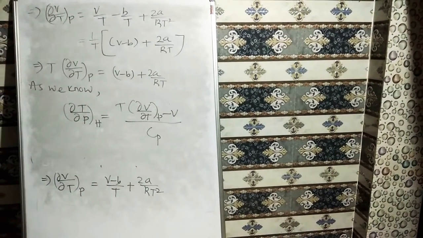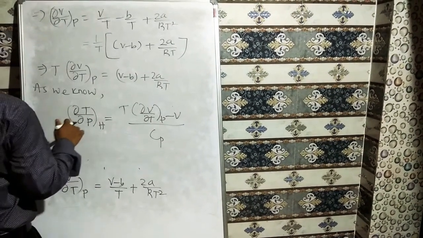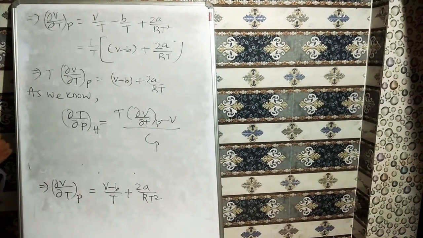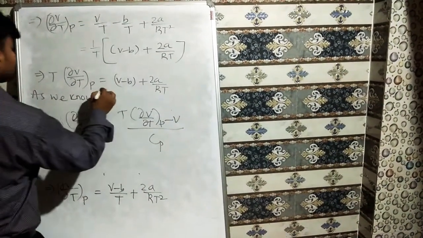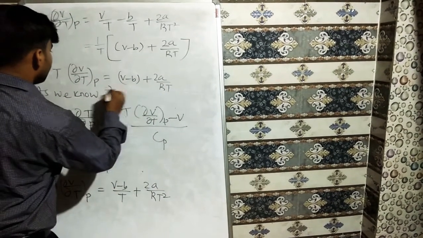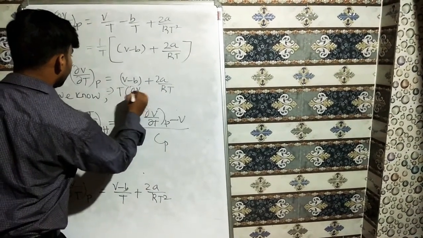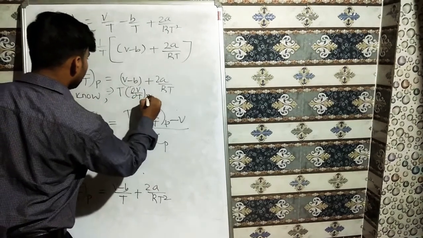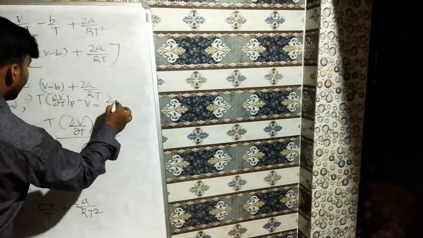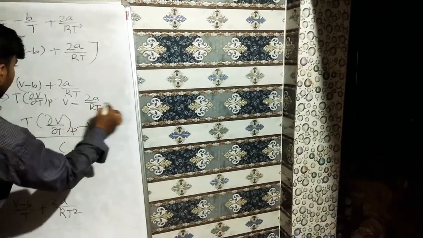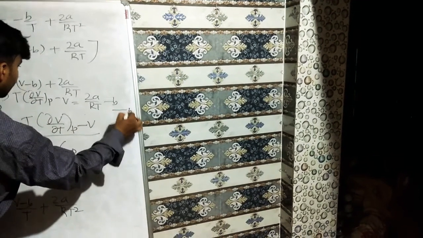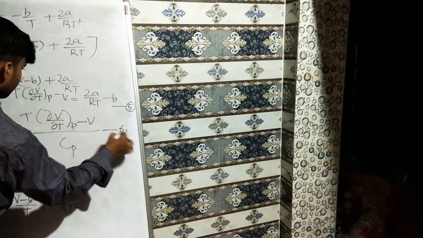So now taking this equation, here we can also solve it. That implies T into del V by del T at constant P minus V is equal to 2A by RT minus B. This is the expression number, suppose 5, and this is the expression number, suppose 6.